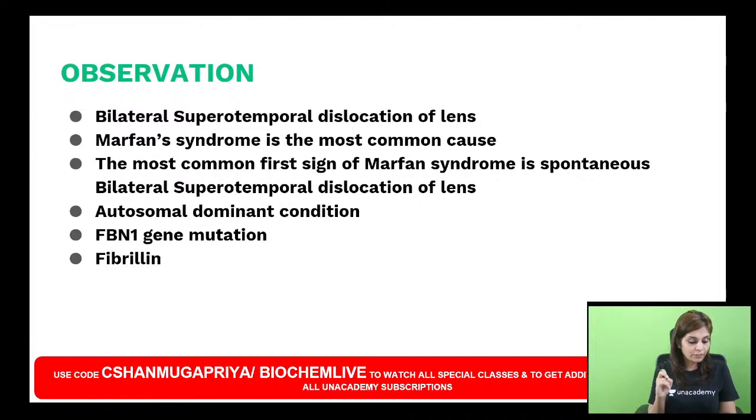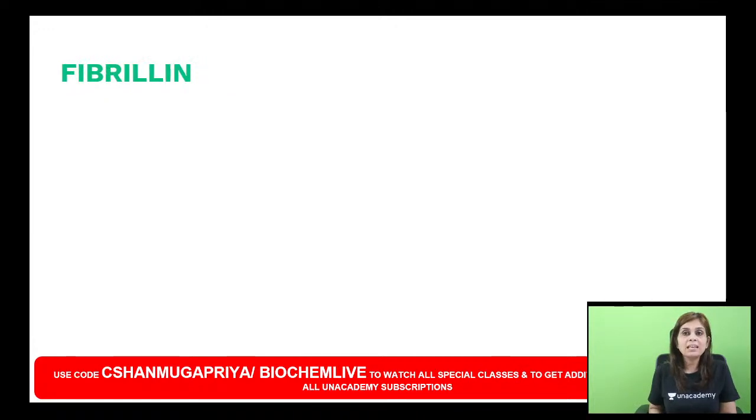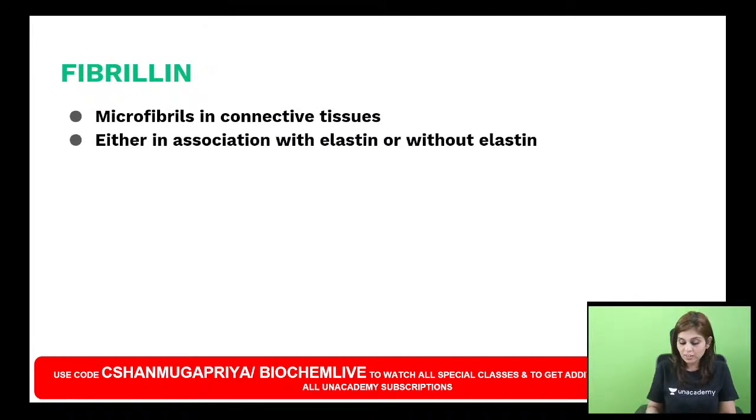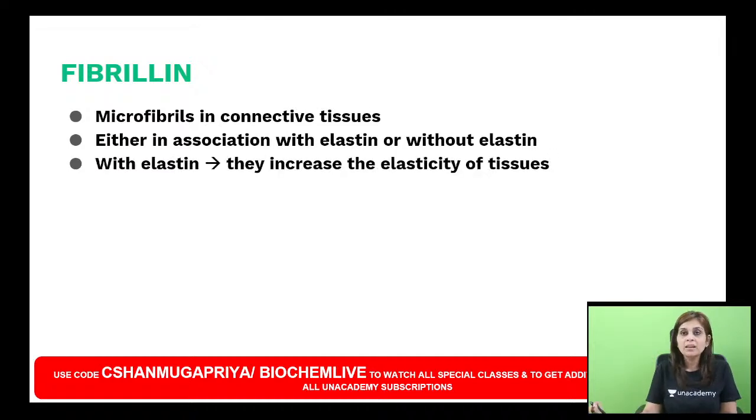Now, what is the function of fibrillin protein? Listen to this carefully. Fibrillin protein helps in forming microfibrils in connective tissues. Here fibrillin is either associated with elastin or sometimes it's not associated with elastin. Whenever it is associated with elastin, it improves the elasticity of tissues.